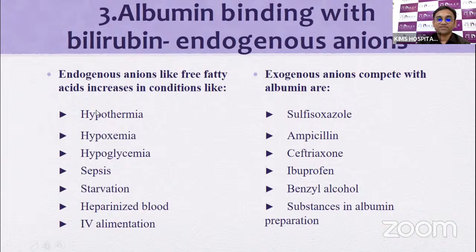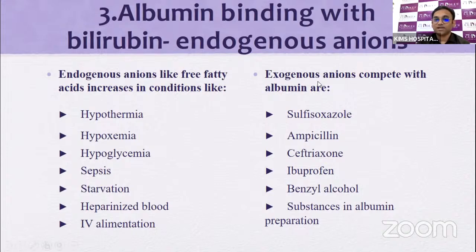So these fatty acids act as endogenous anions and are released more commonly in the case of hypothermia, hypoxemia, hypoglycemia, sepsis, and starvation. And when we are giving heparinized blood, and in the case of parenteral nutrition, in all these conditions, the free fatty acids are elevated and they can compete with the bilirubin to bind with the albumin, and this leads to more free bilirubin.